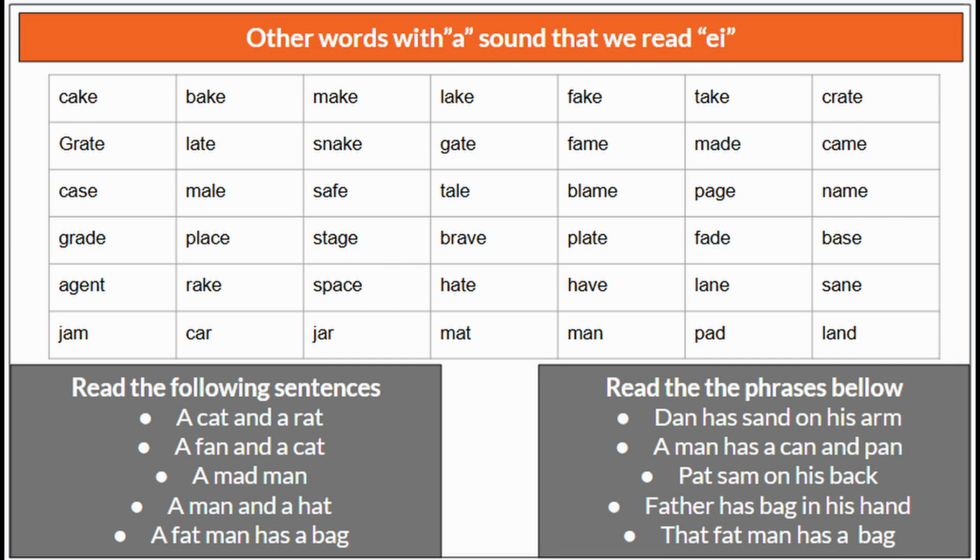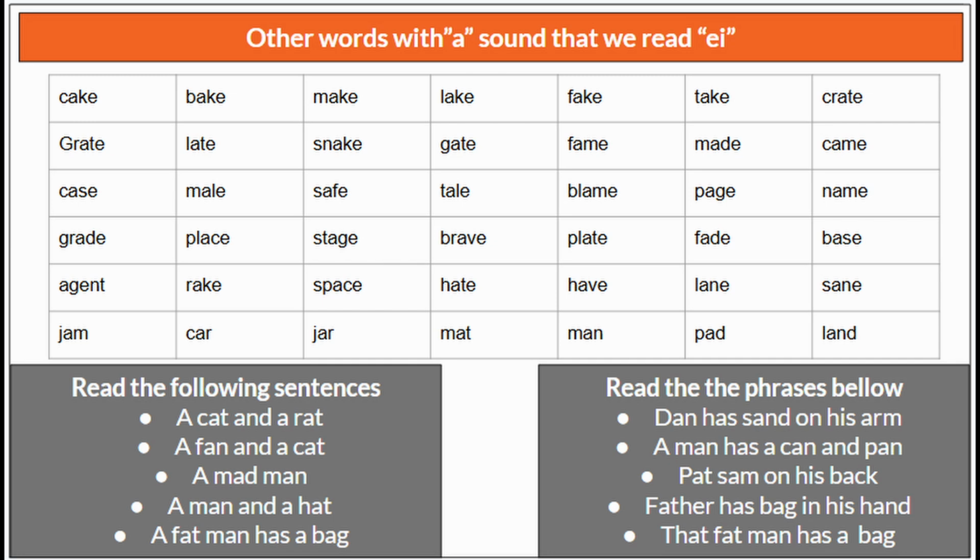Repeat after me. A man has a can and pan. Pat Sam on his back. Father has bag in his hand. That fat man has a bag.